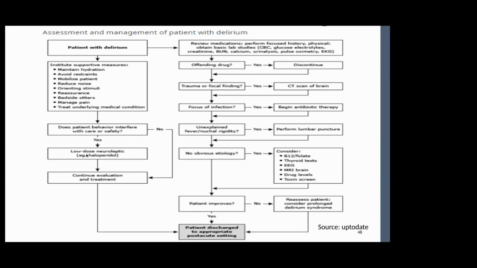Low dose antipsychotic medications, preferably atypical antipsychotics, or if we don't have that, we can use typical high potency antipsychotic medications. Why high potency? Because the low potency medications like chlorpromazine tend to exacerbate the symptoms of delirium. They tend to exacerbate the sedation, the drowsiness and so on. So that is the assessment and management algorithm for delirium.